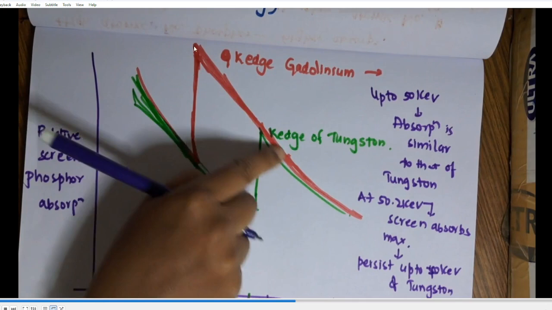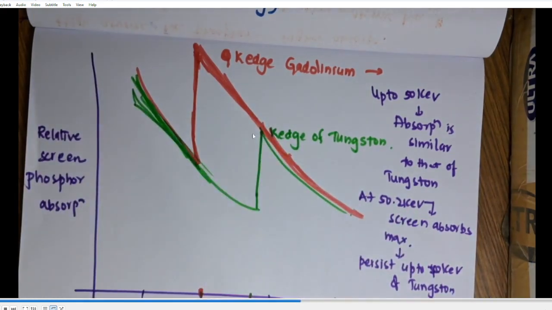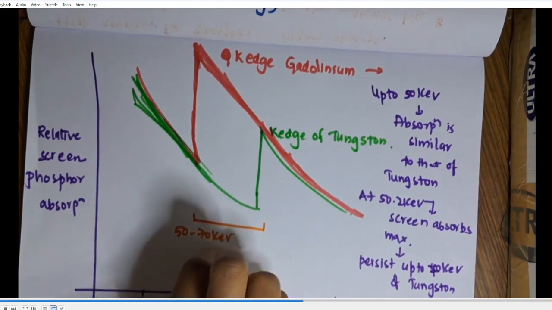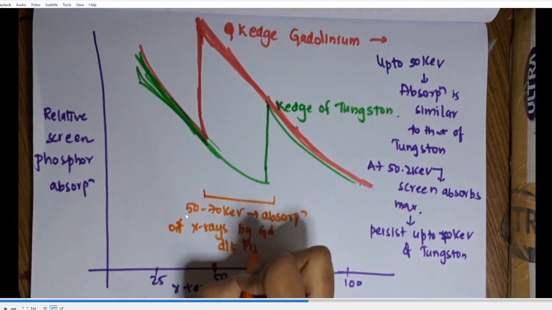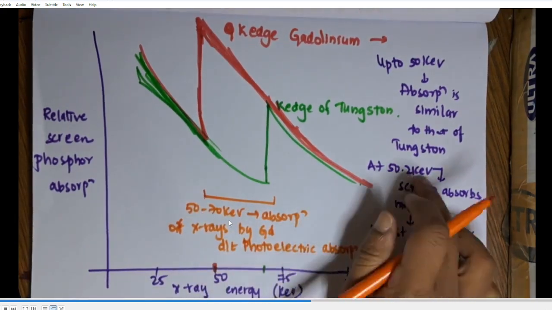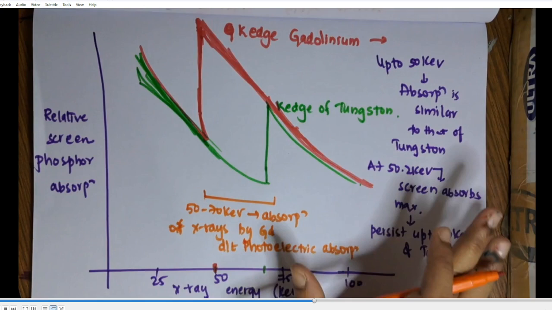The absorption of this gadolinium is maximum and even more than tungsten, and this absorption will persist up to the 70 kilo electron volt of tungsten. So it is apparent that gadolinium with lower atomic number enjoys this absorption advantage over the tungsten. The absorption advantage is in the range of X-rays between 50 to 70 kilo electron volts, because the absorption of these 50 to 70 kilo electron volt energies occurs because of the photoelectric absorption.